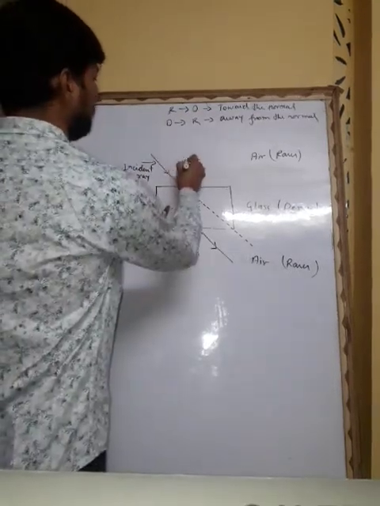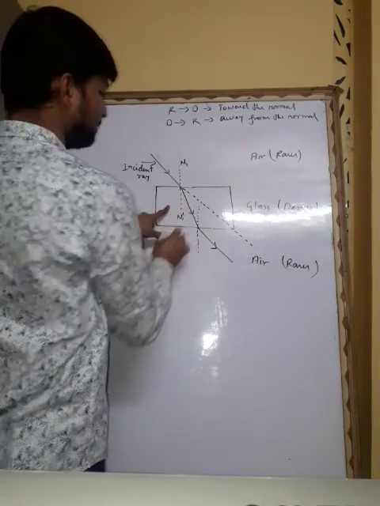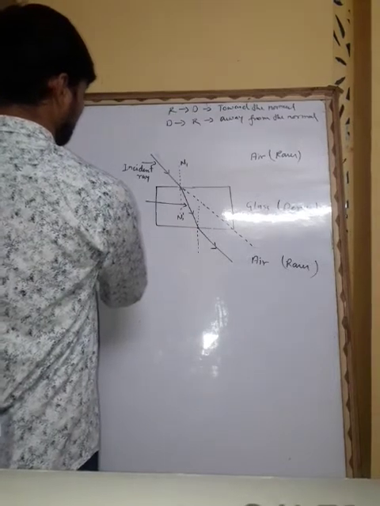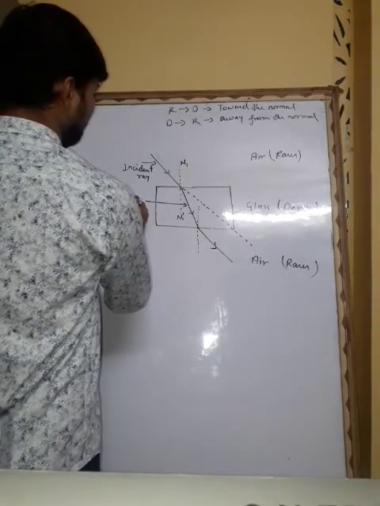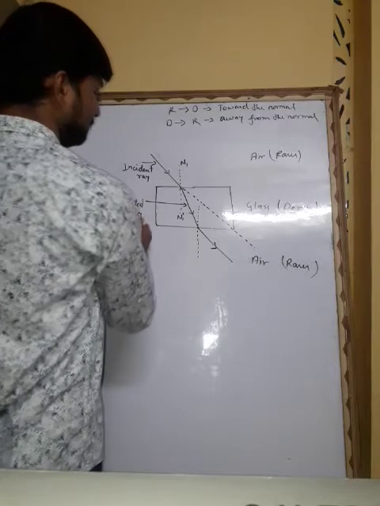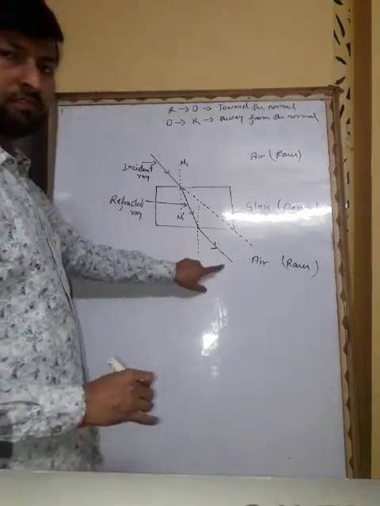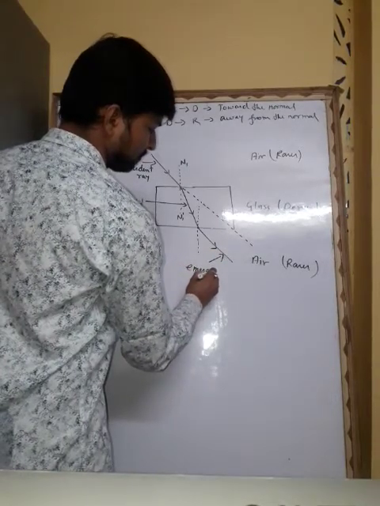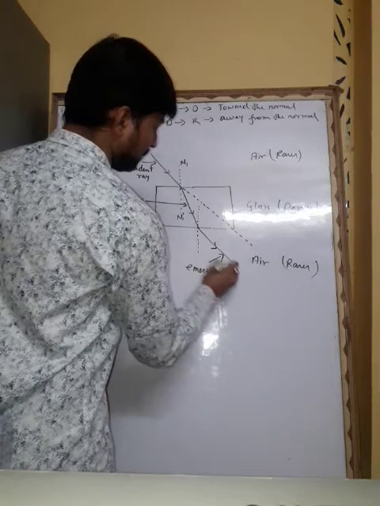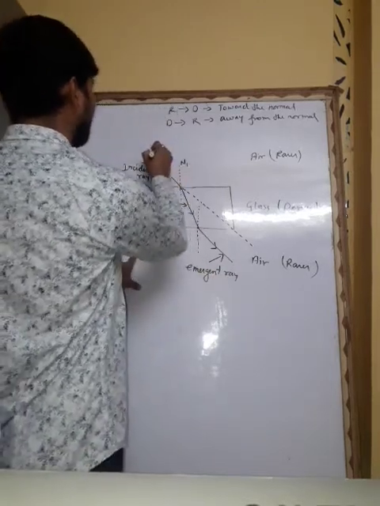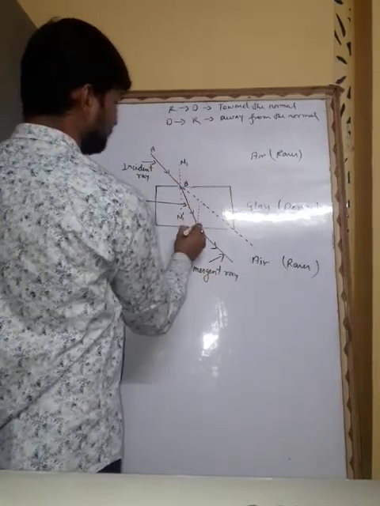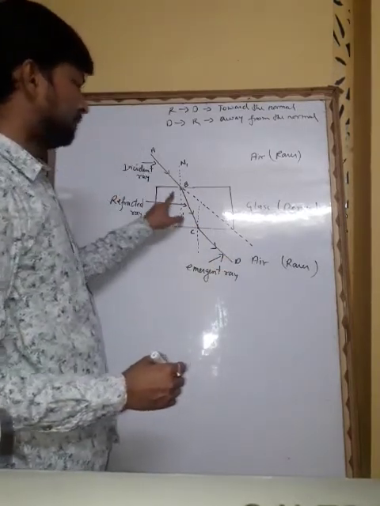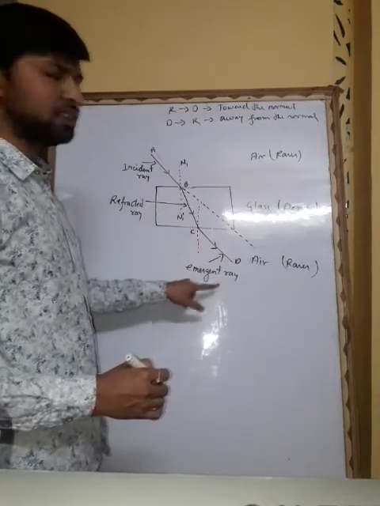This is the first normal, N1 dash. This ray is called the refracted ray, and this ray is called the emergent ray. Let us mark the points A, B, C and D. So AB is the incident ray, BC is the refracted ray, and CD is the emergent ray.